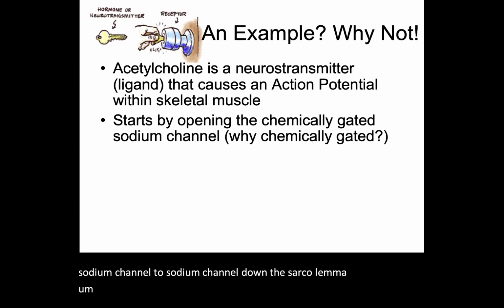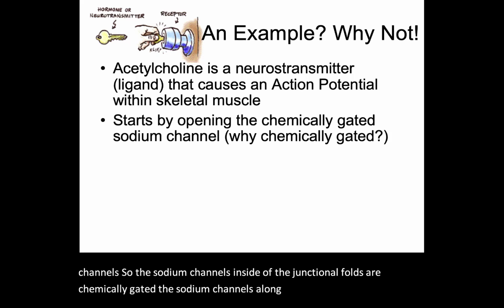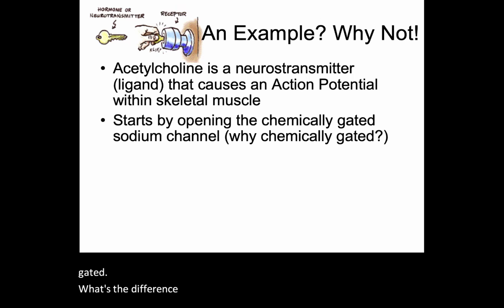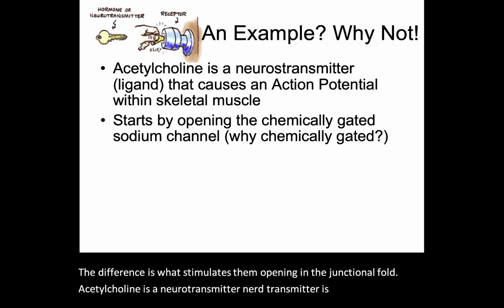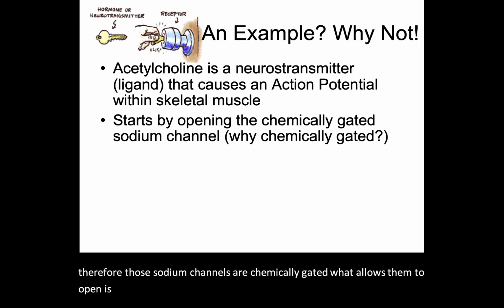Now, that acetylcholine is going to open a chemically gated sodium channel. So the sodium channels inside of the junctional folds are chemically gated. The sodium channels along the sarcolemma are voltage gated. What's the difference? The difference is what stimulates them opening. In the junctional fold, acetylcholine is a neurotransmitter. A neurotransmitter is a chemical, and so therefore those sodium channels are chemically gated. What allows them to open is the binding of a chemical.